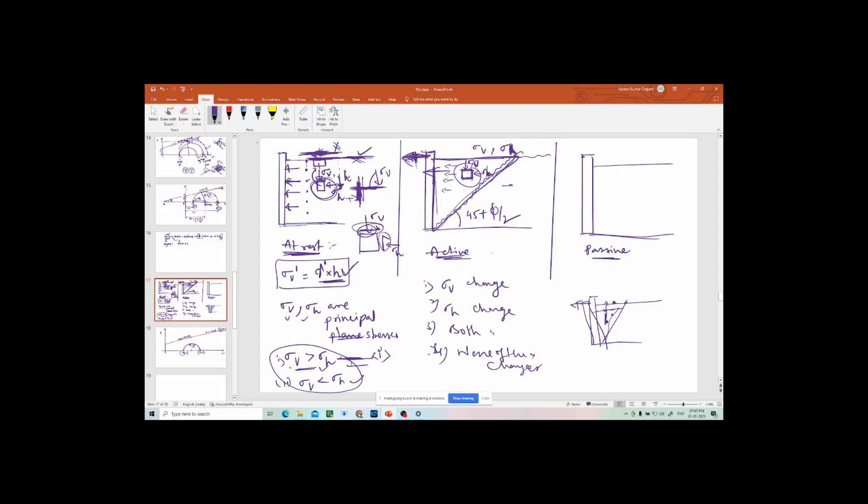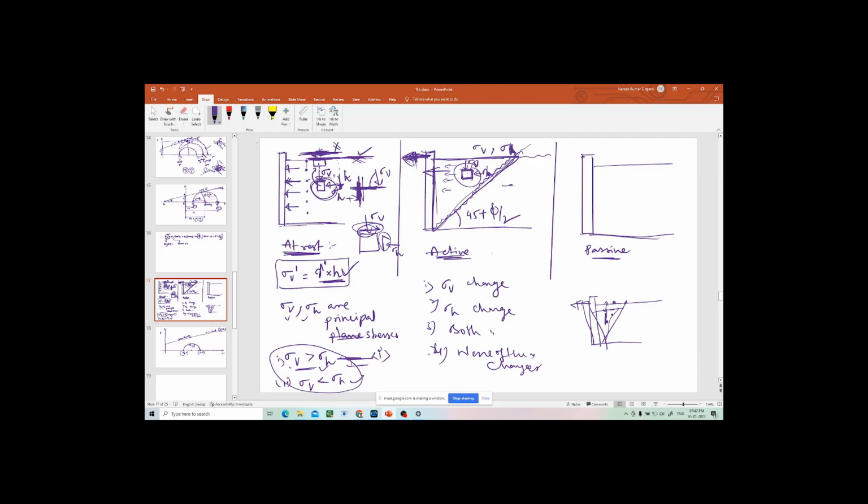That is active earth pressure. Now my question is, when the wall is moving away from the soil, the soil fails at some point and this total wedge fails.